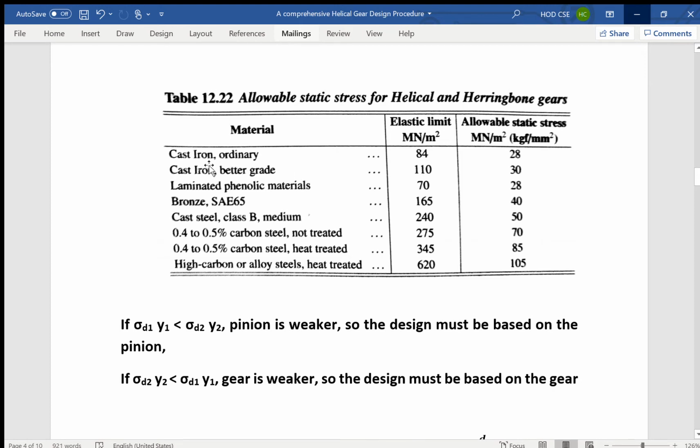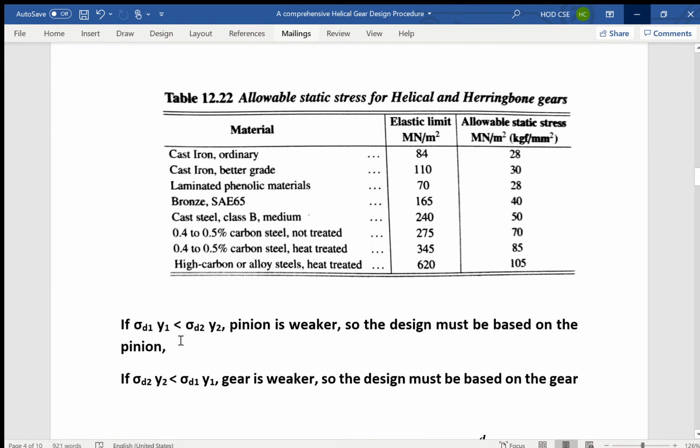For ordinary cast iron, the allowable static stress is 28 Newton per millimeter squared, or meganewton per meter squared. For better grade cast iron, it is 30 Newton per millimeter squared. And for high carbon or alloy steel, heat treated, it is 105 Newton per millimeter squared.